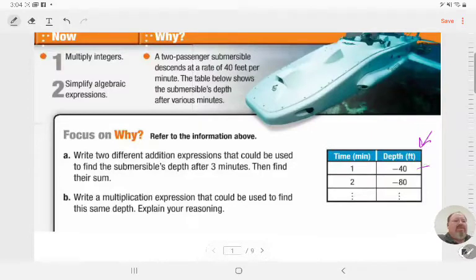After 1 minute, it's negative 40 because it's going down, it's descending. After 2 minutes, it would be negative 80. So we are to write two different addition expressions that could be used to find the submersible's depth after 3 minutes. Then find the sum.